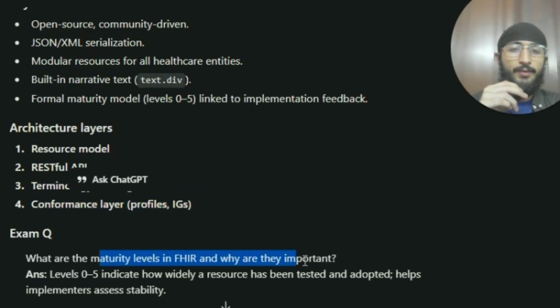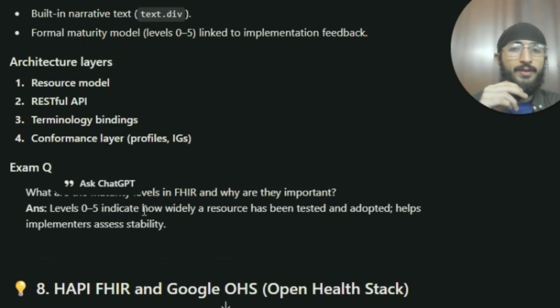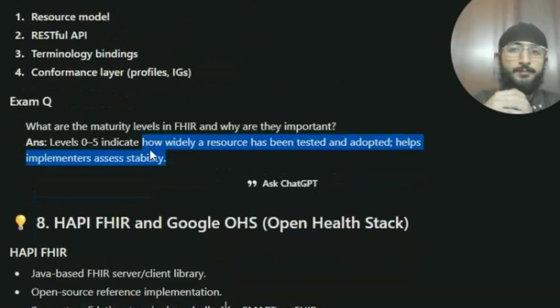Now, what are the maturity levels in FHIR and why are they important? So, levels 0 to 5 indicate how widely a resource has been tested and adopted, helps implementers assess the stability.